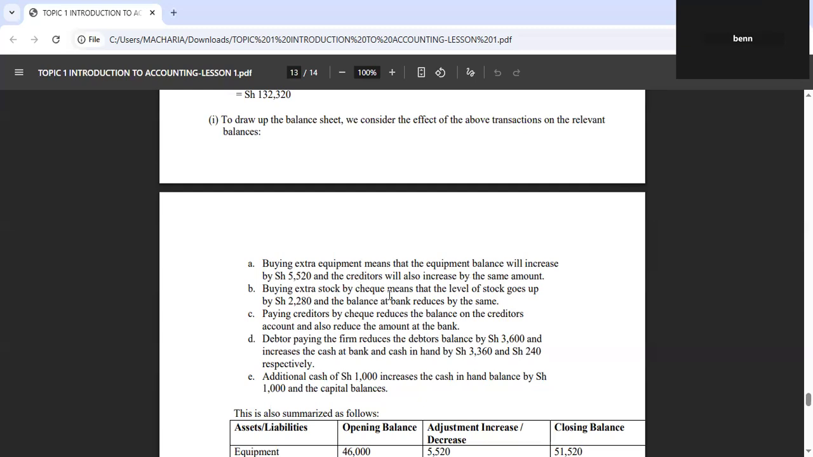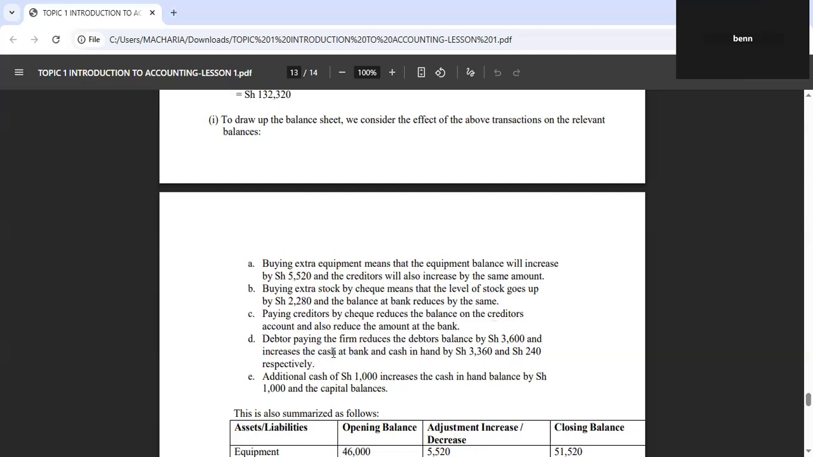Buying extra stock by check means that the level of stock goes up by 2,280 and the balance at bank reduces by the same amount. The stock will go up, but bank will go down. Both are on the same side of the equation. They are assets, so they cancel out. Paying creditors by check reduces the balance of the creditors and also reduces the balance of the bank. They are on the opposite side of the accounting equation.